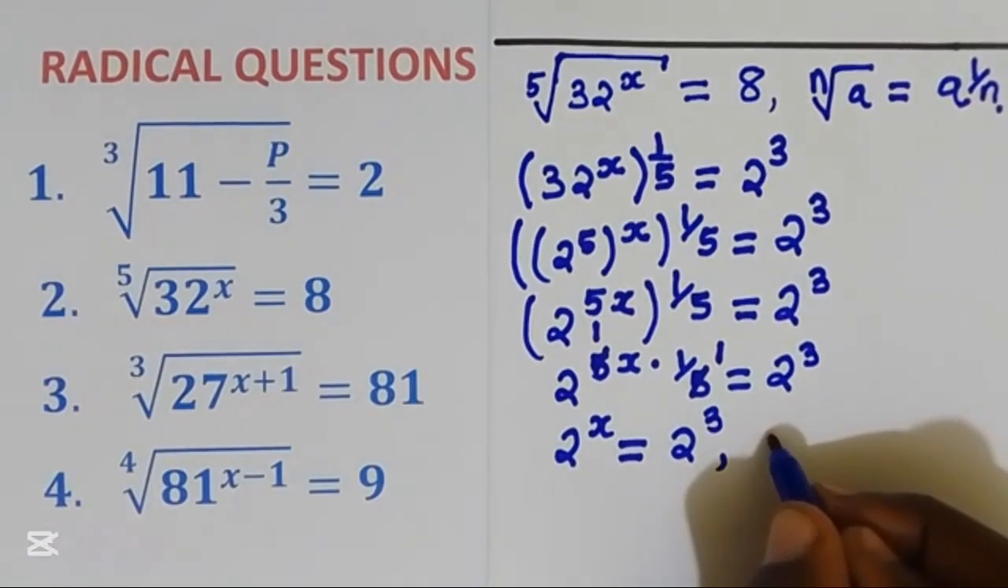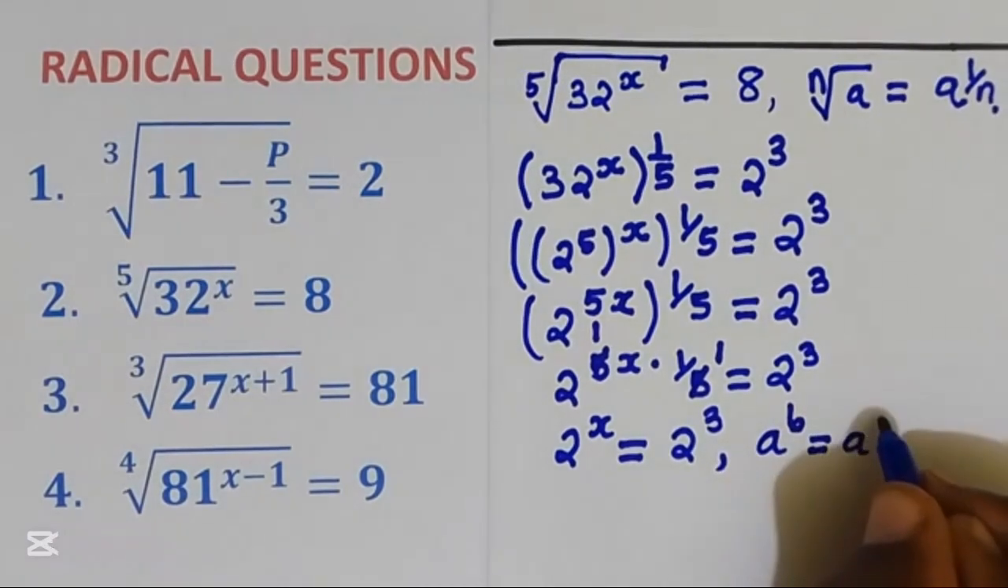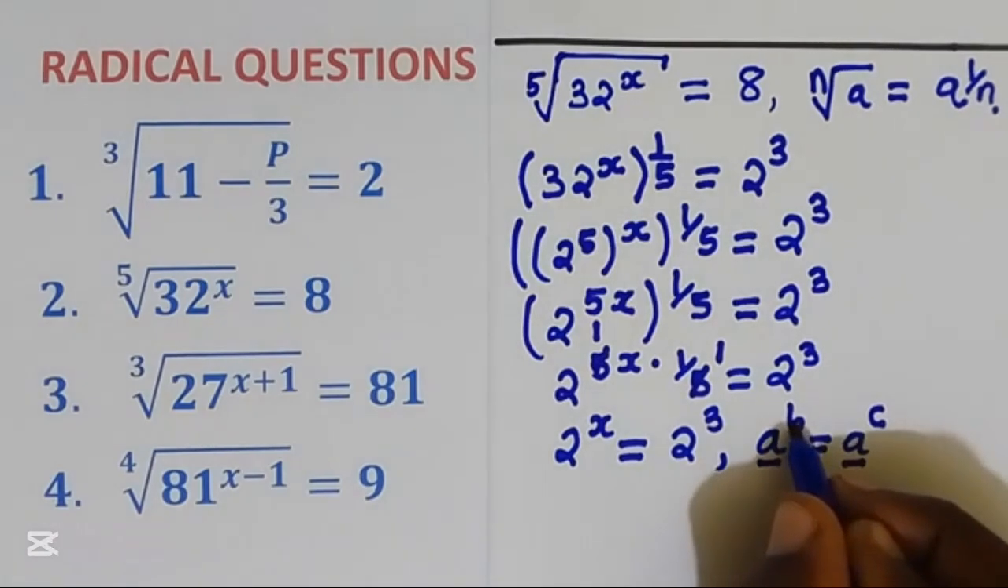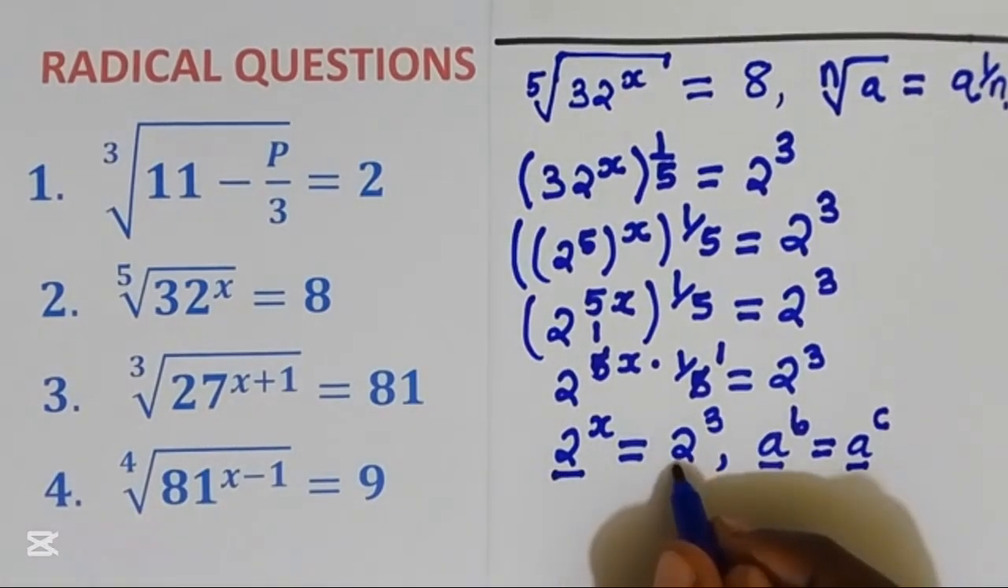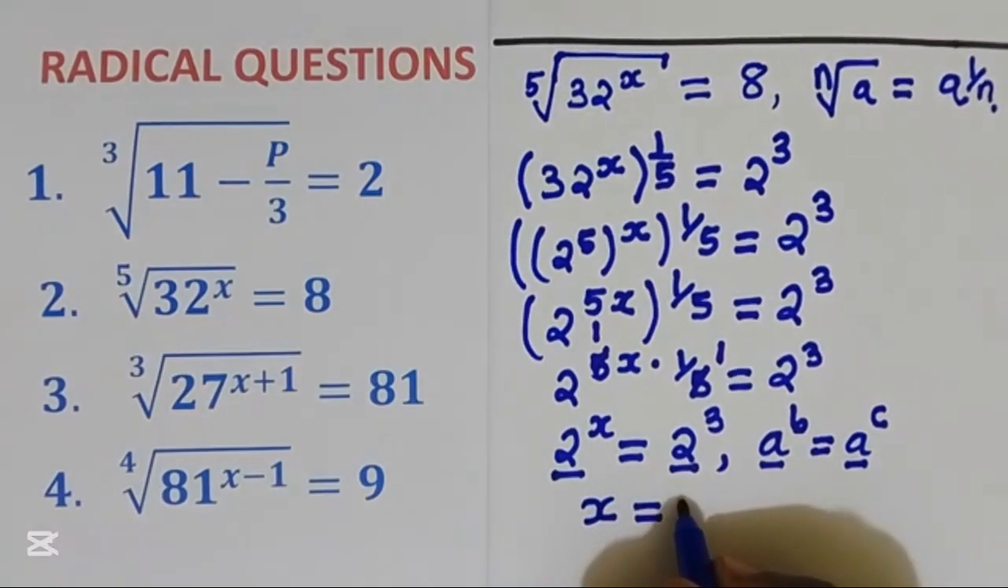We know that if we have a power b equal to a power c, and the bases are equal, the powers are equal. So we have base 2, we have base 2, so x is equal to 3.